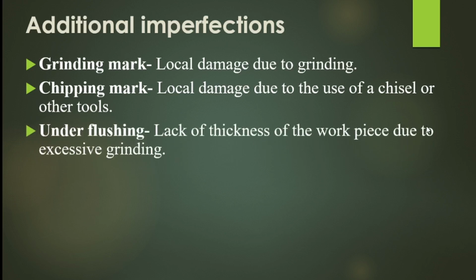Then another is the under flushing, lack of thickness of the workpiece due to excessive grinding. Sometimes we grind too much, and the workpiece lacks thickness due to the excessive grinding. For example, if my parent metal is 10 mm thickness and I have done the welding, after welding we grind this place, and at the specific place the thickness is less than 10 mm. So this is the under flushing, the lack of thickness.